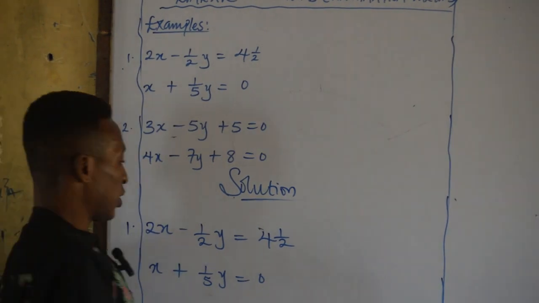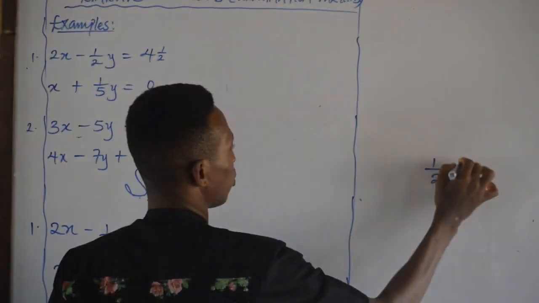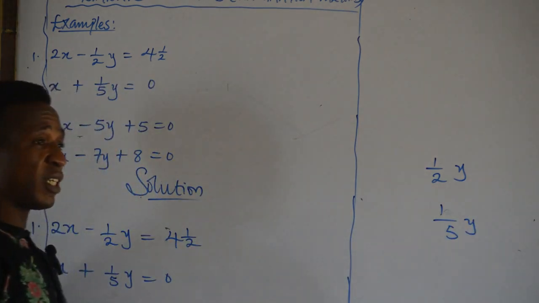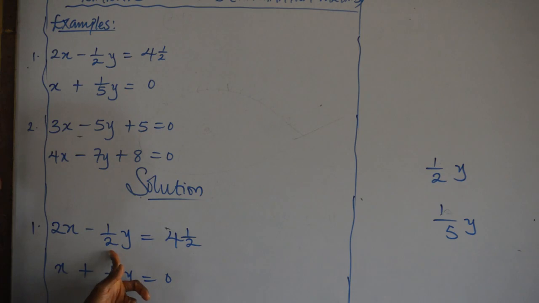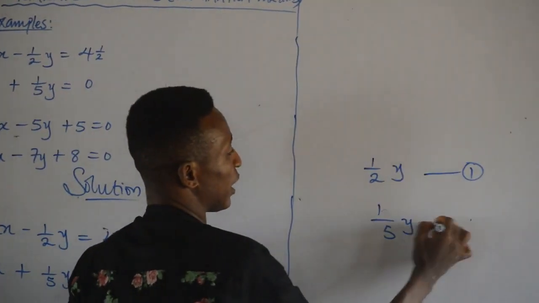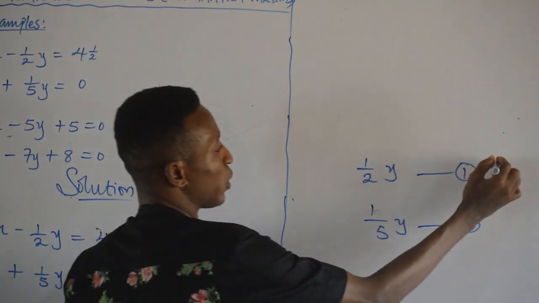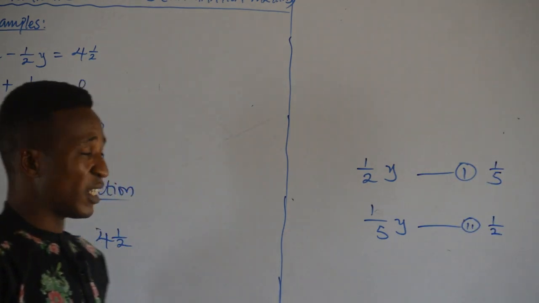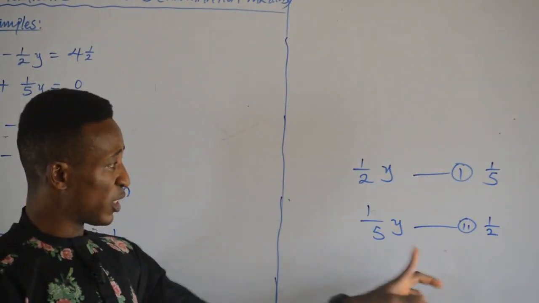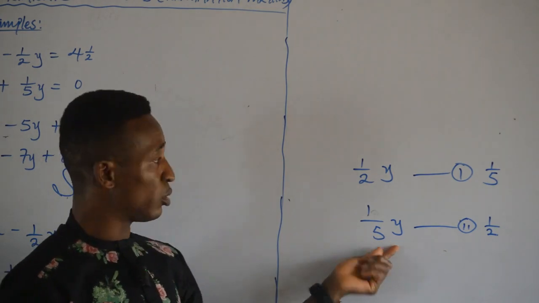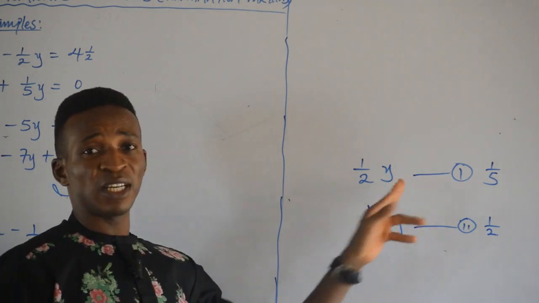When you have the fraction, here we have 1 all over 2y, and here we have 1 all over 5y. That means the coefficient of y here is 1 over 2, and the coefficient of y here is 1 all over 5. So what we need to do is very simple. For equation 1 and equation 2, multiply equation 1 by 1 all over 5, then multiply equation 2 by 1 all over 2. The coefficient of y that you have here, use it to multiply your equation 2, and the coefficient of y that you have in equation 2, use it to multiply everything you have in equation 1.